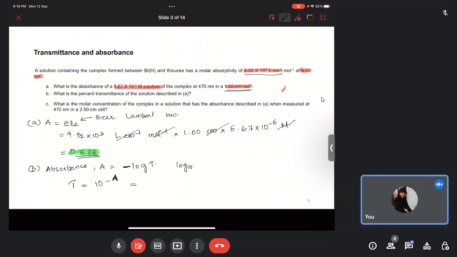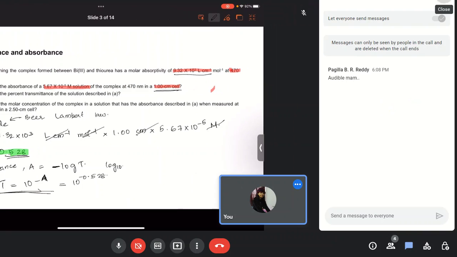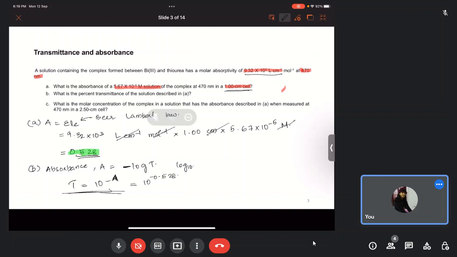So this is going to be 10 to the power minus 0.528. If you have any doubts about how we came to this equation, can you please comment on the chat box? I hope everyone understood how we come from this equation to this one. If you're not able to, please comment on the chat box.